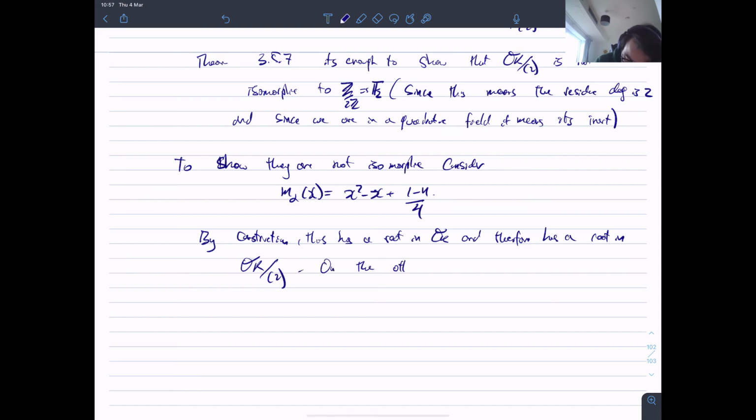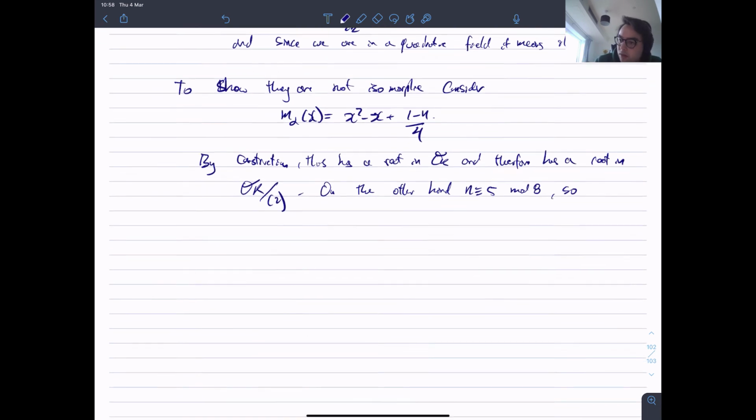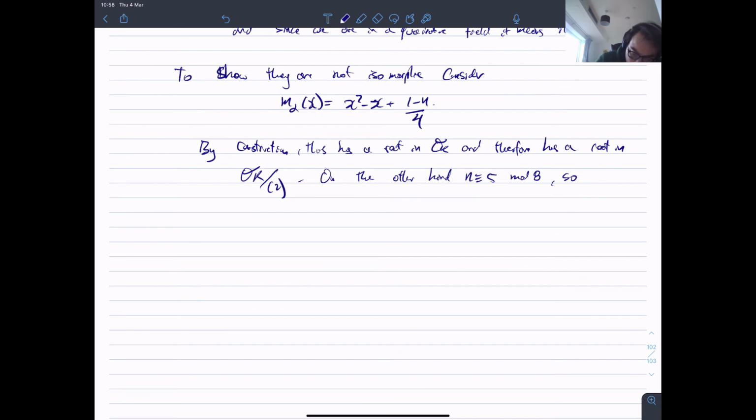On the other hand, we know that n is 5 mod 8. So if you reduce this thing mod 2, you get that m alpha of x bar is congruent to x squared plus x plus 1 mod 2. This is because n is 5 mod 8, so 1 minus n is divisible by 4, so we know that this polynomial looks like this, which you know is irreducible in F2 of x.